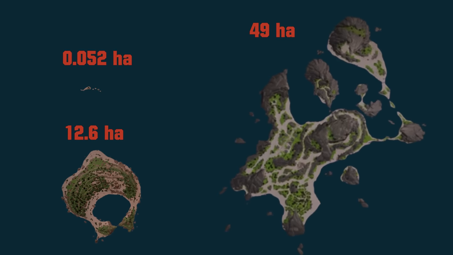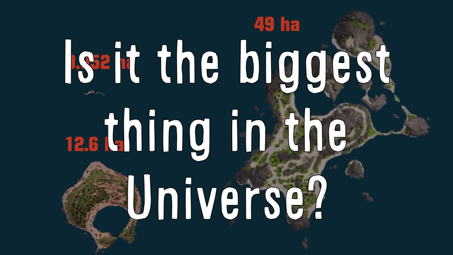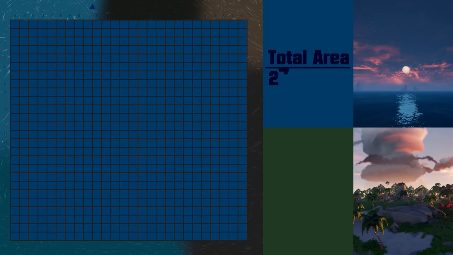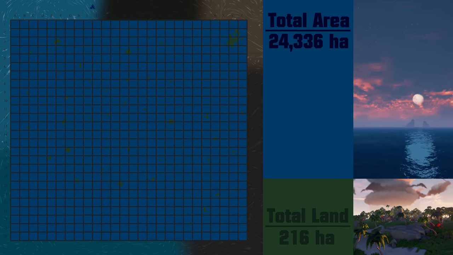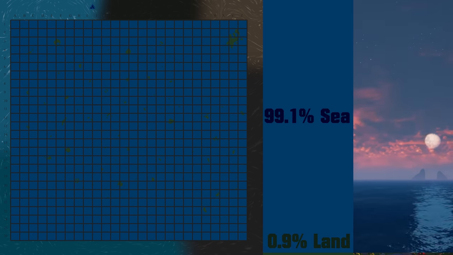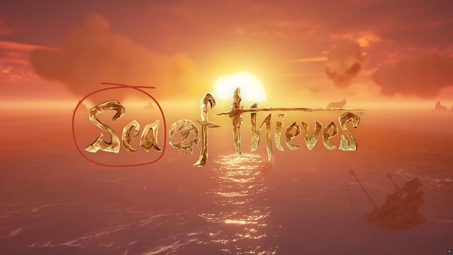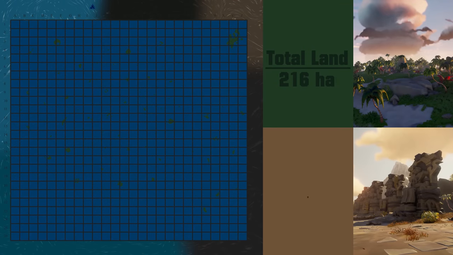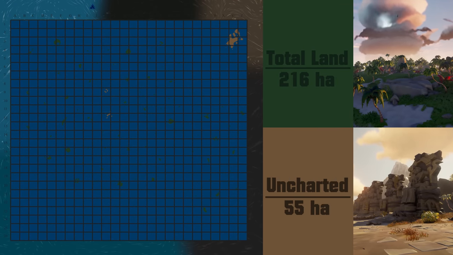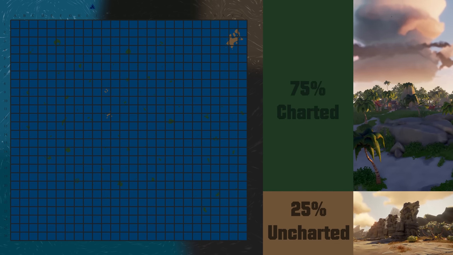Which is big! But is it the biggest thing in the universe? No. The Sea of Thieves has a total area of 24,336 hectares, and 216 hectares of that is land. Therefore, only 0.9% of the Sea of Thieves is made up of land, thus the word sea. However, this does not include the rocks strewn about the place. Furthermore, 55 hectares of the land in the Sea of Thieves is uncharted, as in it doesn't appear on the ship's map. Therefore, a surprising 25% of land in the Sea of Thieves is uncharted.